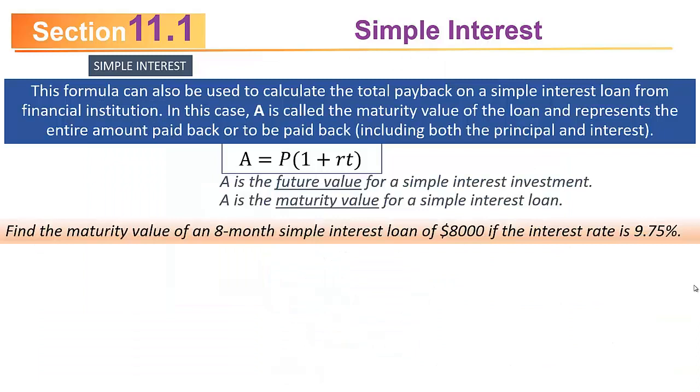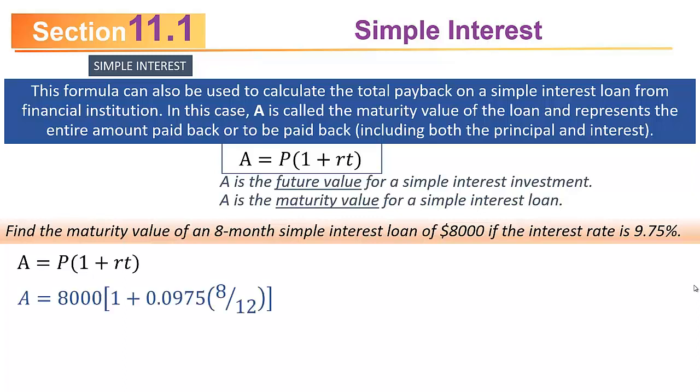How about this? Find the maturity value of an 8-month simple interest loan of $8,000 if the interest rate is 9.75%. Again, I want the maturity value, so I use the formula A is equal to P times the sum of 1 plus RT, and I plug in all the values. The principal is $8,000.